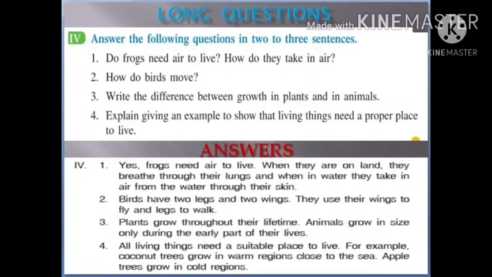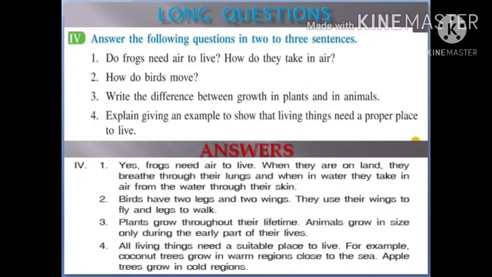Second question, how do birds move? Birds have 2 legs and 2 wings. They use their wings to fly and legs to walk. So with the help of their wings and legs, they move from one place to another place.